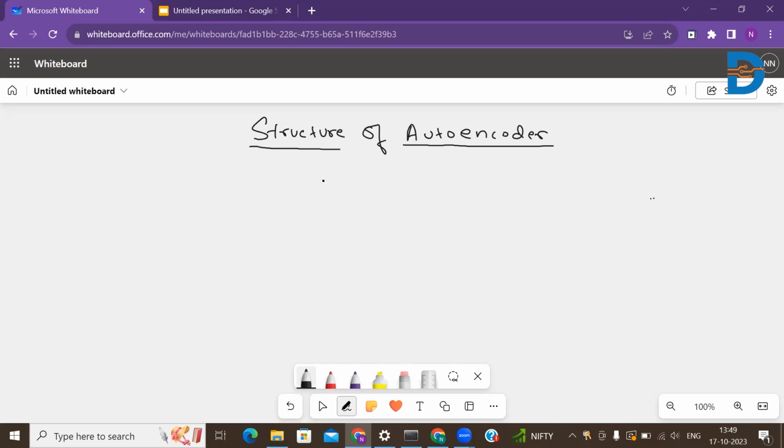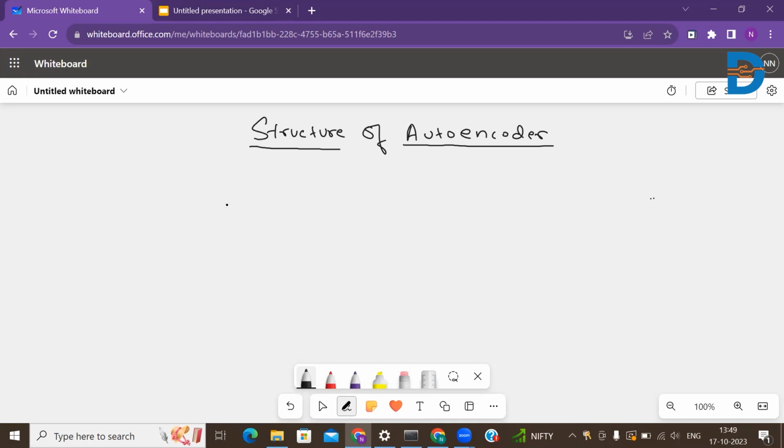So we get to know that it's an unsupervised artificial neural network that learns how to compress and encode the data, then again learns how to reconstruct it back into the original form or near about the original form. This is the definition of the autoencoder. Now, if you talk about the structure of an autoencoder, it basically has four parts. It's the encoder, we have the bottleneck, we have the decoder, and finally we have a reconstruction loss.